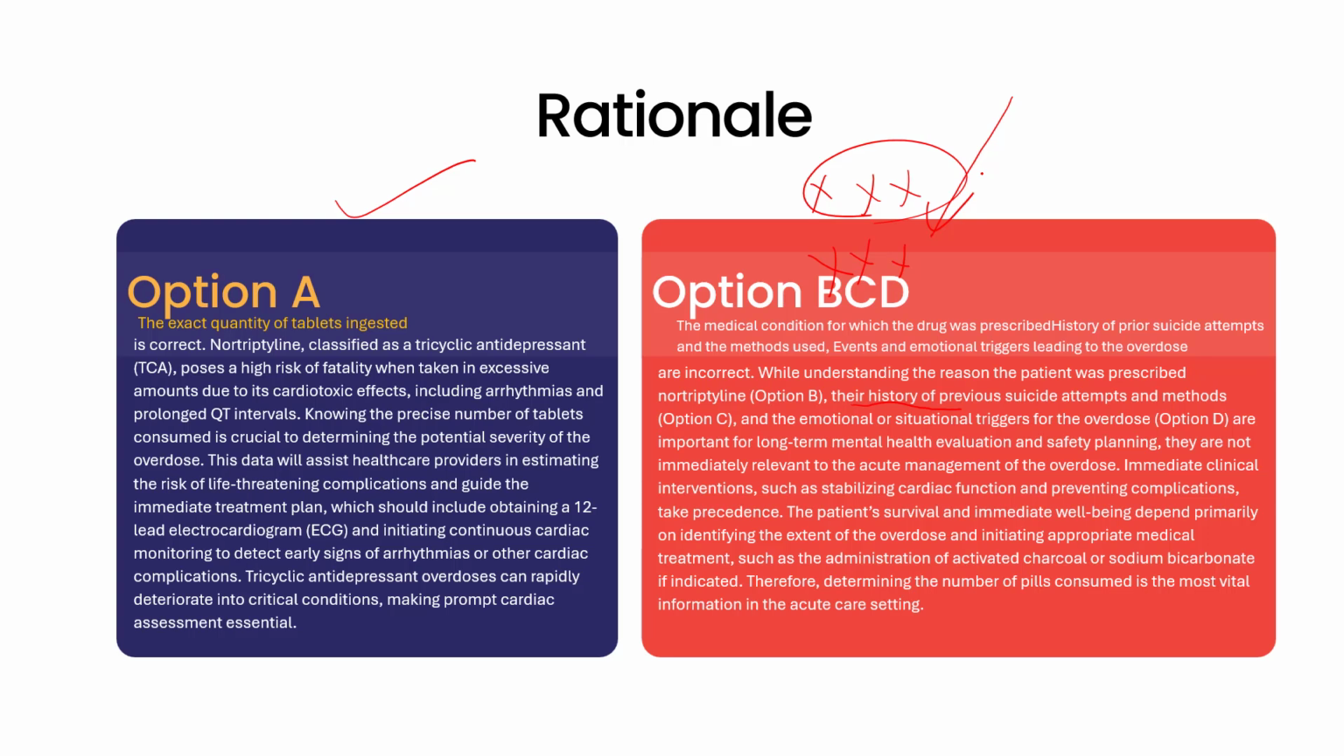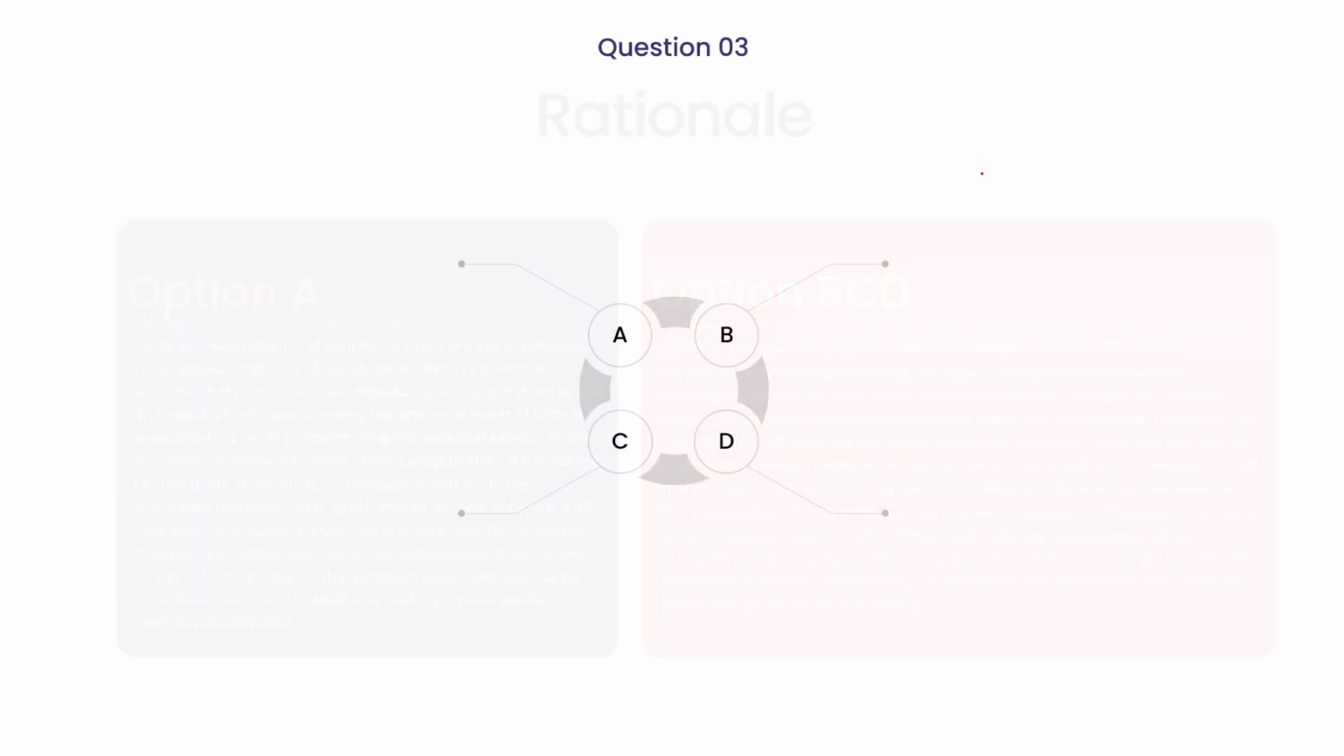The patient's survival and immediate well-being depend primarily on identifying the extent of the overdose and initiating appropriate medical treatment, such as the administration of activated charcoal or sodium bicarbonate, if indicated. Therefore, determining the number of pills consumed is the most vital information in the acute care setting. Let's move to the next question.